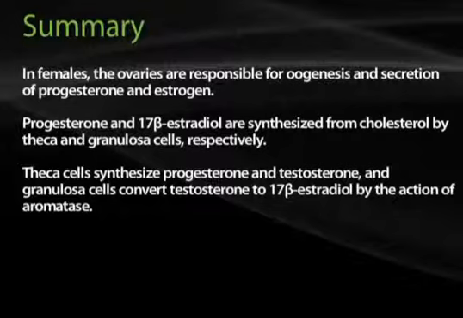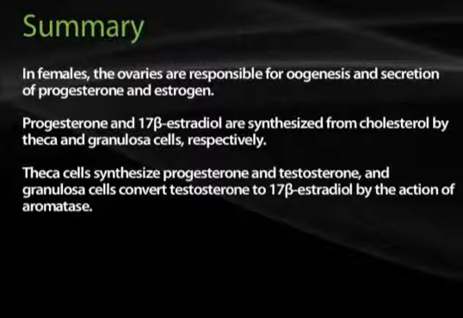Shifting gears towards females, the ovaries are responsible for oogenesis and secretion of progesterone and estrogen. Progesterone and 17-beta estradiol are synthesized from cholesterol by theca and granulosa cells, respectively. Theca cells synthesize progesterone and testosterone, and granulosa cells convert these to estrogens by the action of aromatase.